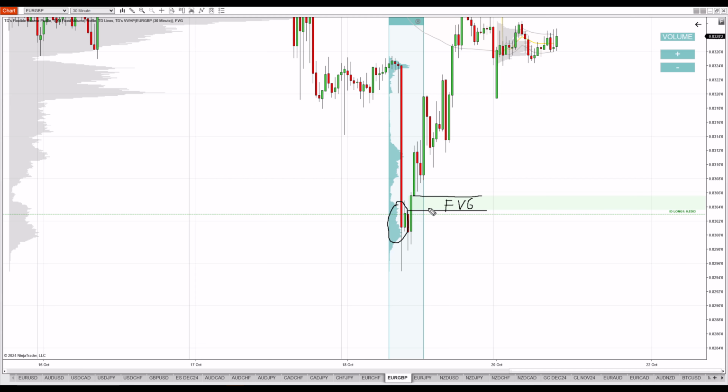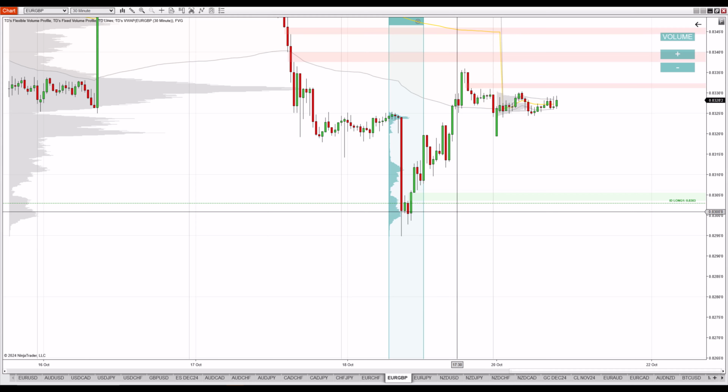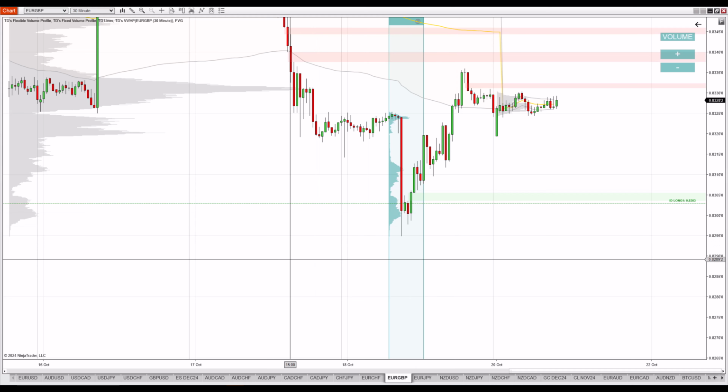In a long trade scenario, I like to trade from the beginning of the fair value gap, like so. All right, from the lower border. So what we need to do now is just wait for that pullback, and if it occurs, then we take it from there. So that's for that. The next trading idea is on the Canadian dollar Swiss franc.